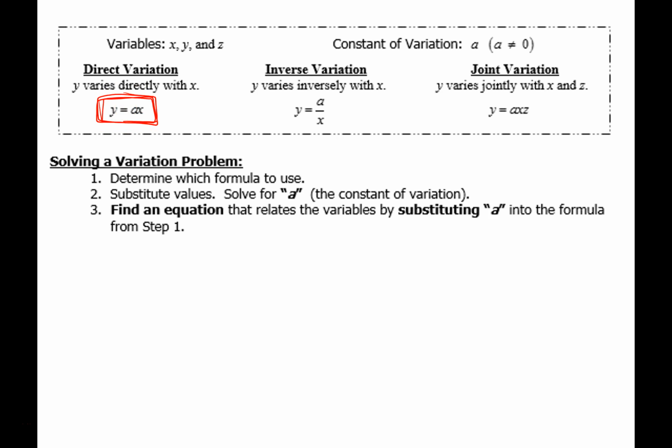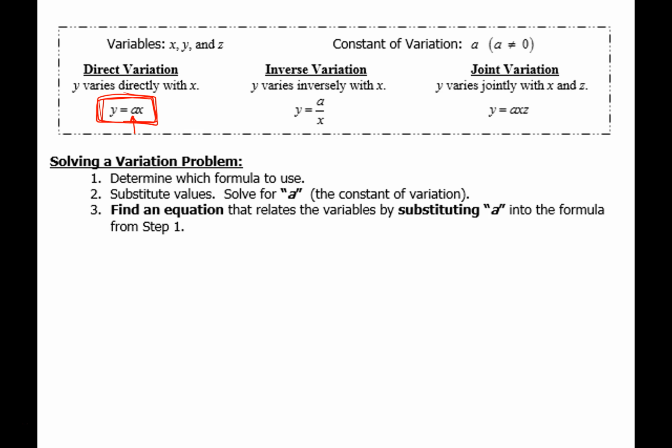Y is equal to A times X. In this equation, X and Y are our variables, of course, and A is what is called a constant of variation, and A is not ever going to equal 0. We are going to have to figure out what A is in order to solve the problem.